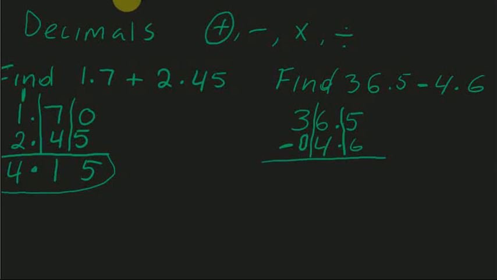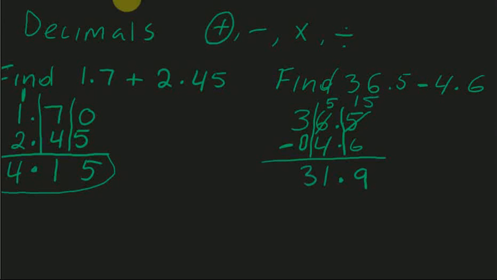5 minus 6. 5 is numerator, 6 is denominator. You want numerator big, so you have to borrow 1 from there, and the 6 becomes 5, and the 5 becomes 15. This is normal subtraction. Always you want numerator to be big. So now 15 minus 6, we have a 9.